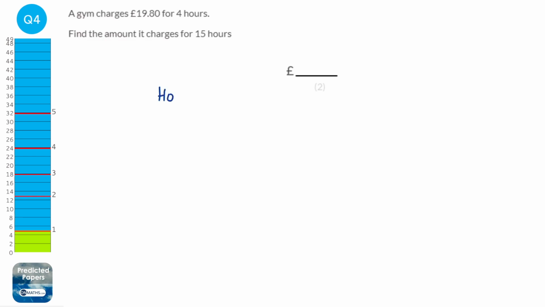So looking at the hours and the charge, we know that 4 hours is a charge, and I'm going to do the charge in pence, of 1,980 pence. And so what I want to do is just work out what 1 is. And to do that, I'm going to divide that by 4. It's always useful to find out what 1 is first.